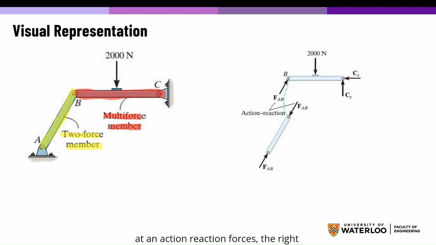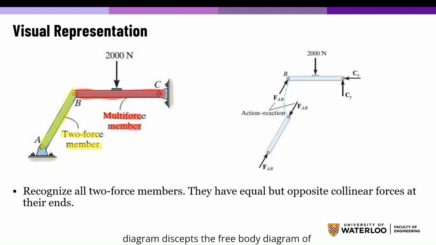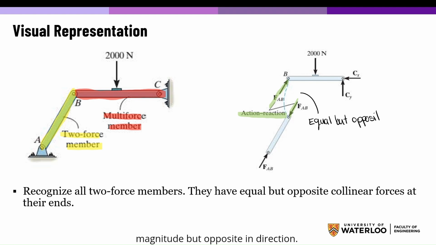Next, when looking at action-reaction forces, the right diagram depicts the free body diagram of the same structure. Forces at joint B are labeled as force in member AB and its reaction force. The action-reaction principle states that forces between two connected members must be equal in magnitude but opposite in direction.